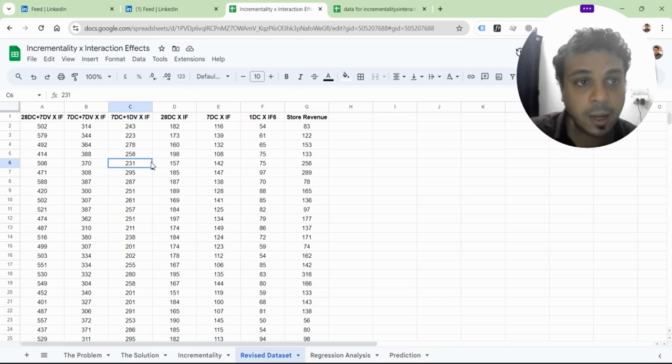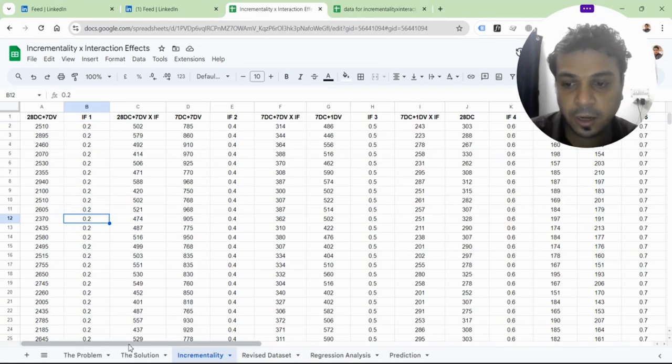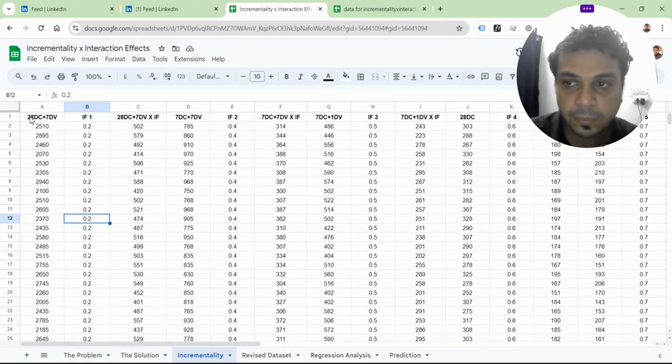Now let me just briefly talk about this. So the revised data set, as you can see, consists of only the interaction terms. And this is something that I also had to figure out, and I had to try different iterations here. So there were multiple ways of doing this. This thing that we see here in the incrementality tab could have been our entire data set, by the way. Okay, so we could have used everything here.